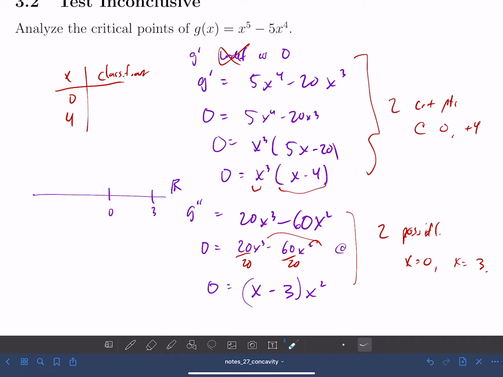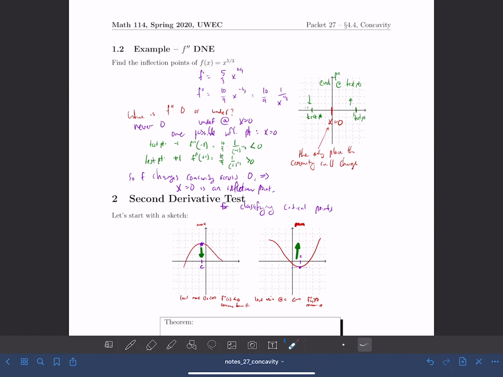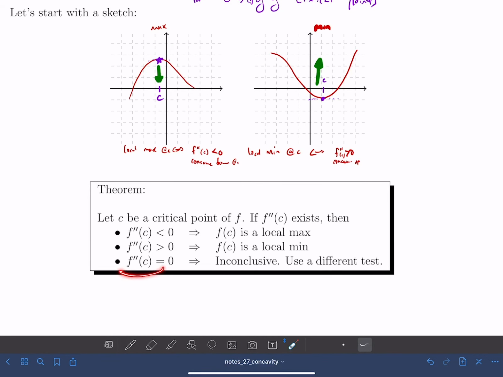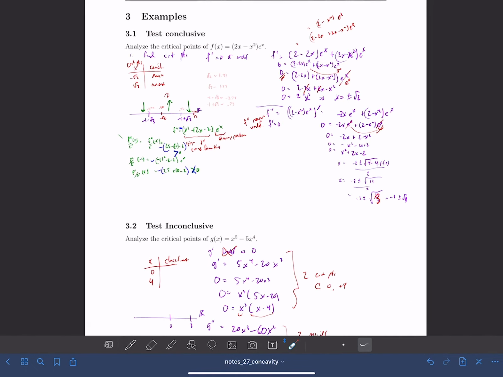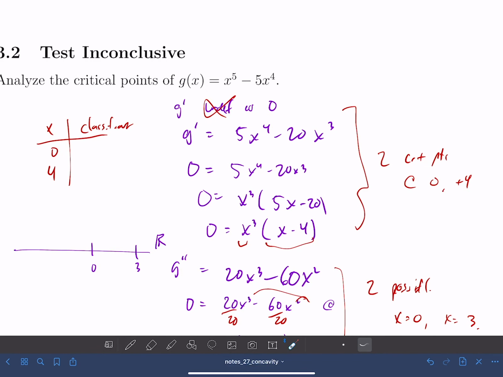x equals 0 is a critical point. It's also a possible inflection point. So I'm going to flip back 2 pages, and we found if the second derivative is 0, then the test is inconclusive. So what we found is that the second derivative is 0 at x equals 0, which means that for x equals 0, the test is inconclusive. However, at x equals 4, we have a critical point, and now I just need to evaluate the second derivative there.